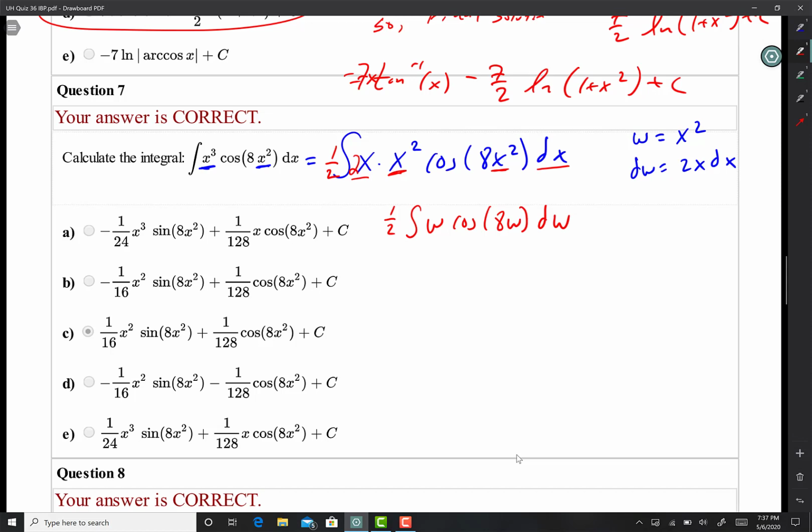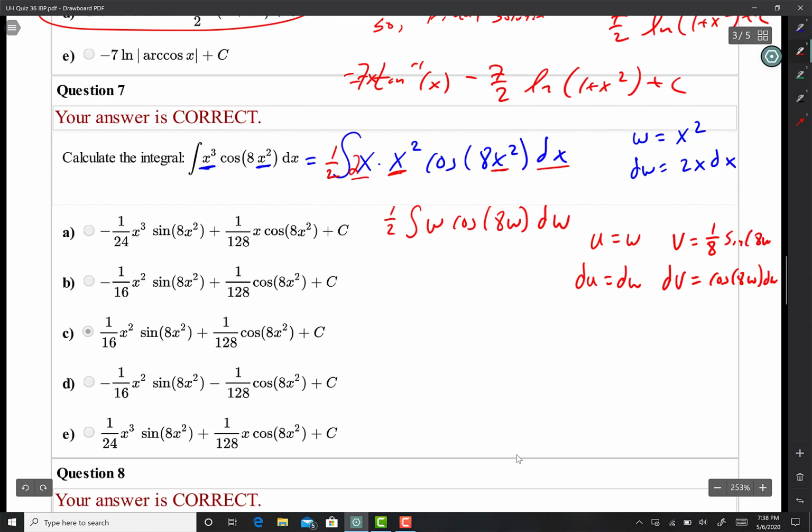Now I'm going to say that u is equal to w. So then that means that du is just dw, and then v and dv. So then that means that dv is cosine of 8w dw. So that means that v has to be 1/8 sine of 8w.